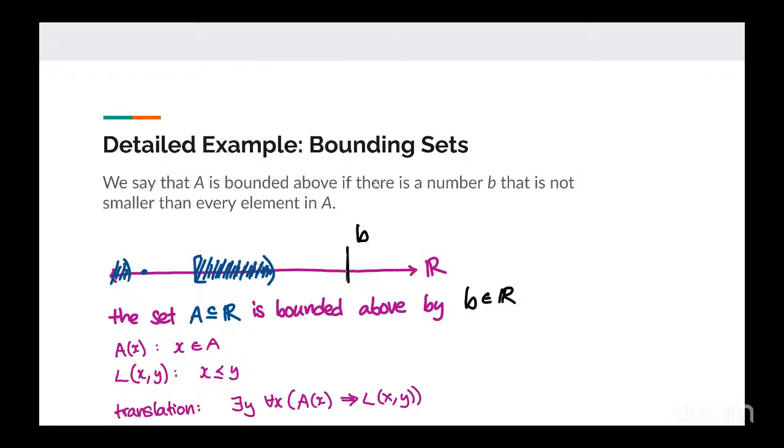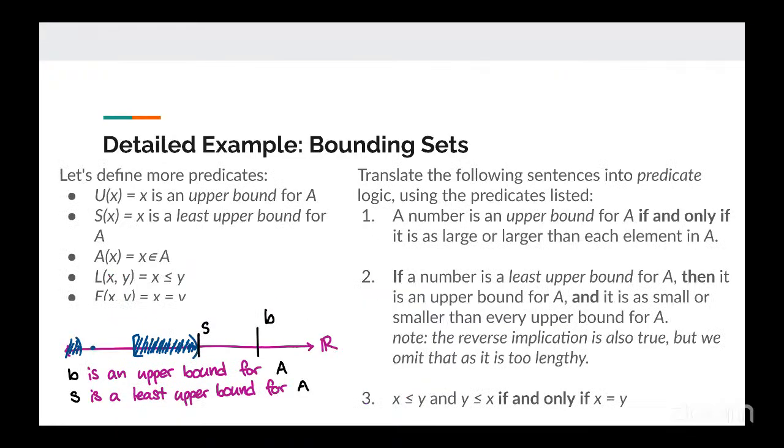Okay, so now let's make it a little bit more difficult. I want you to translate these 3 sentences, and we're going to go through it. It's not as scary as it looks. But we're going to define some more predicates. So let's define U(x). U(x) is going to mean x is an upper bound for A. It's a little bit different to what we talked about before.